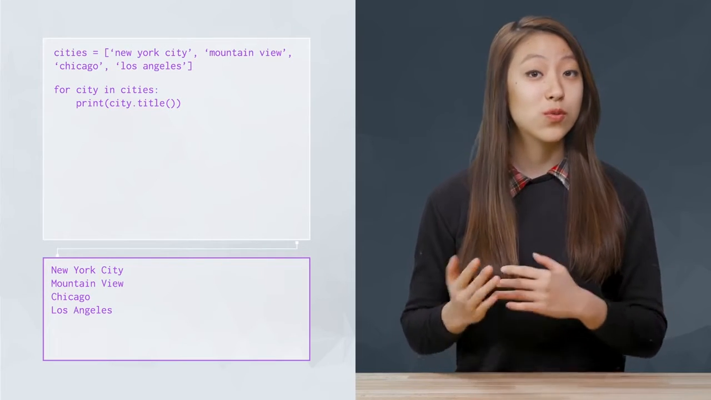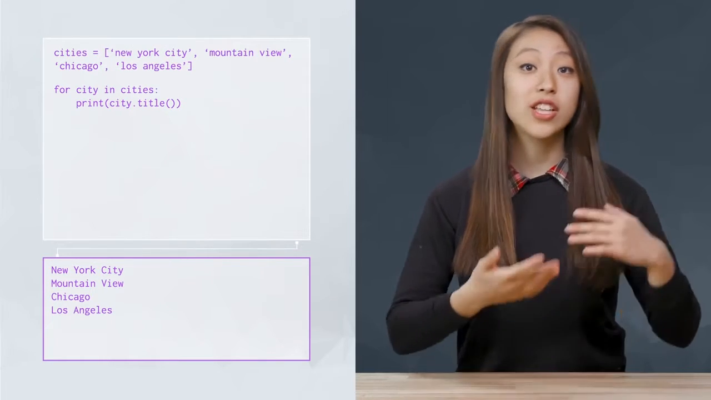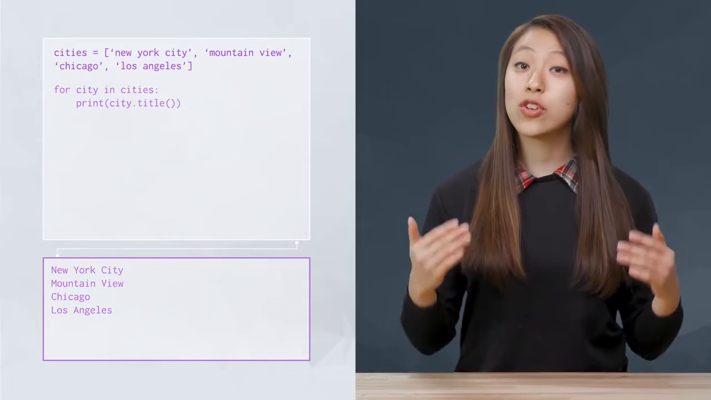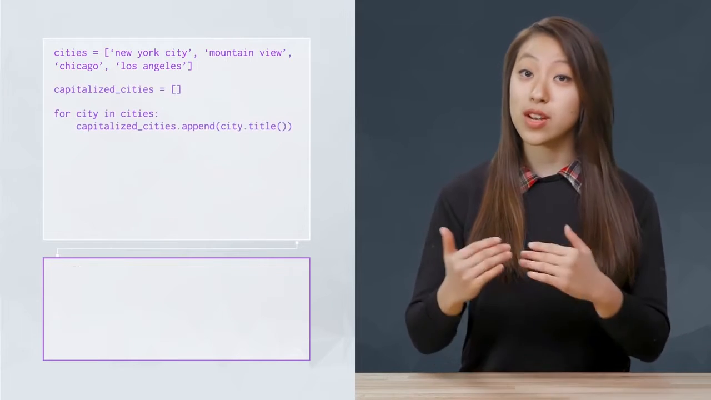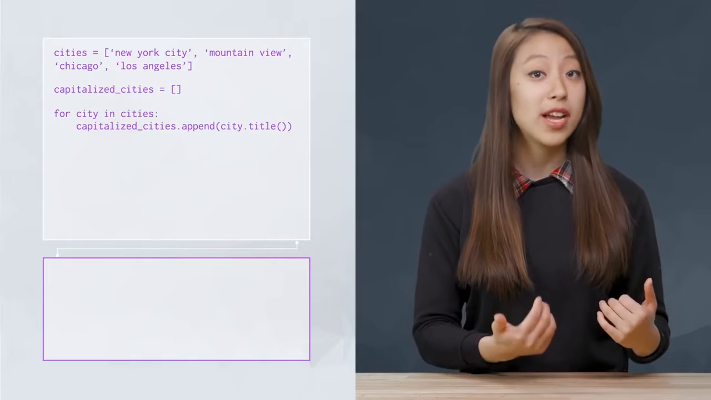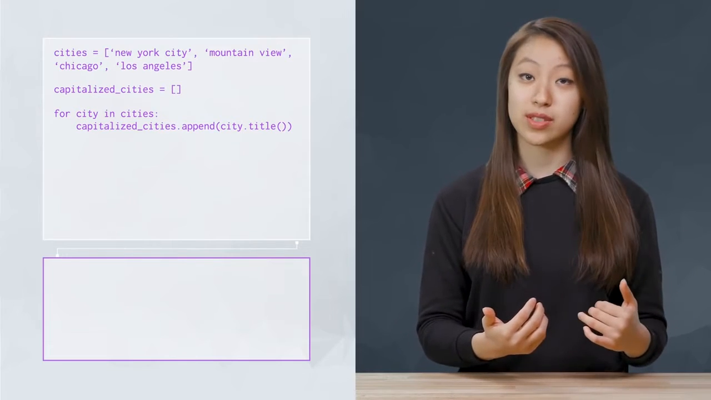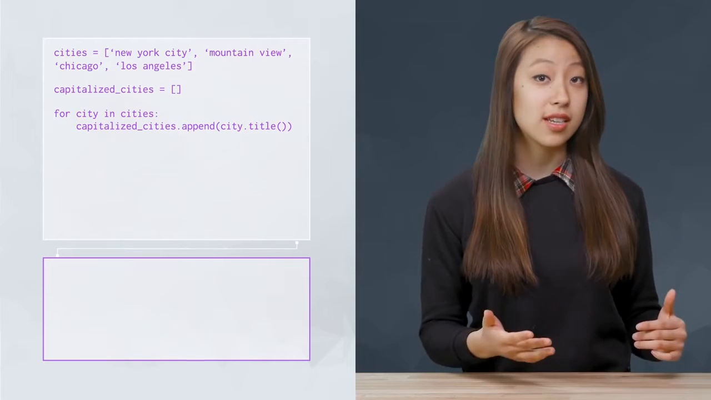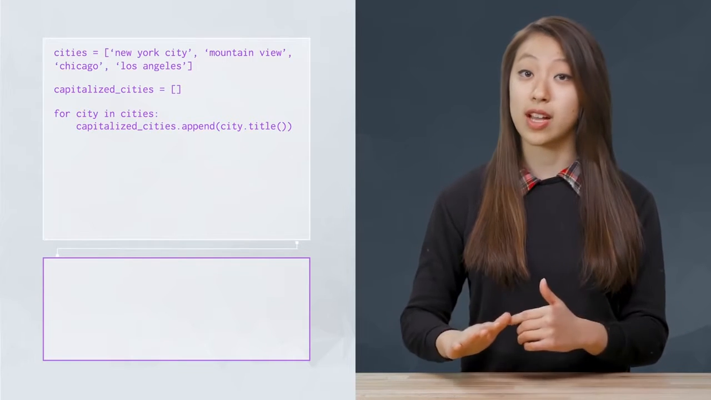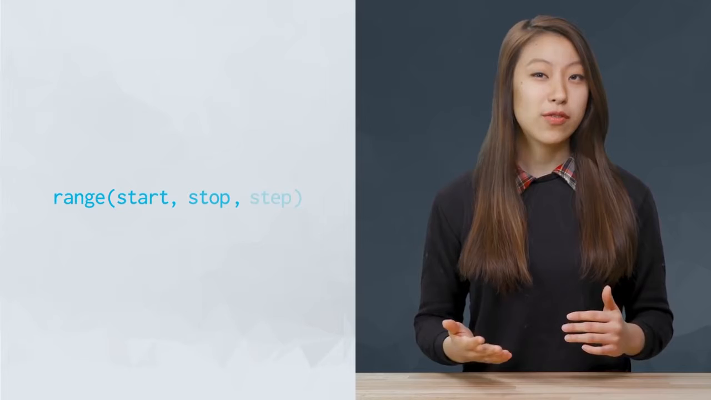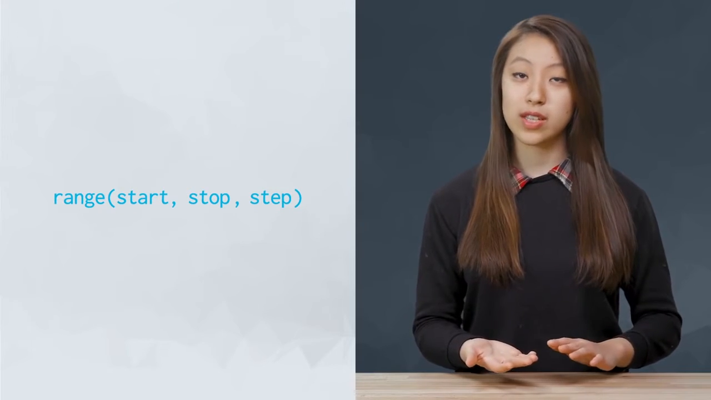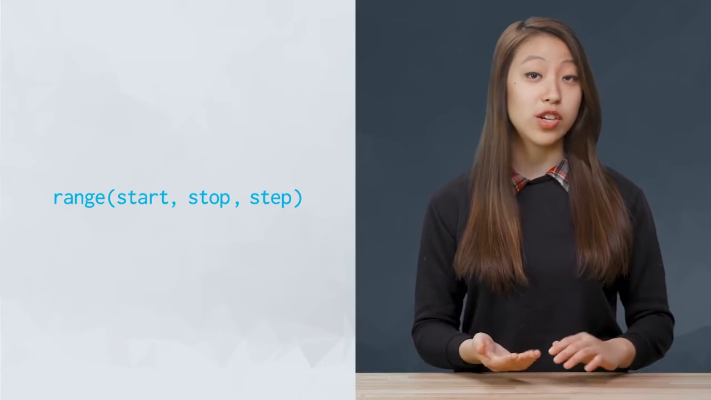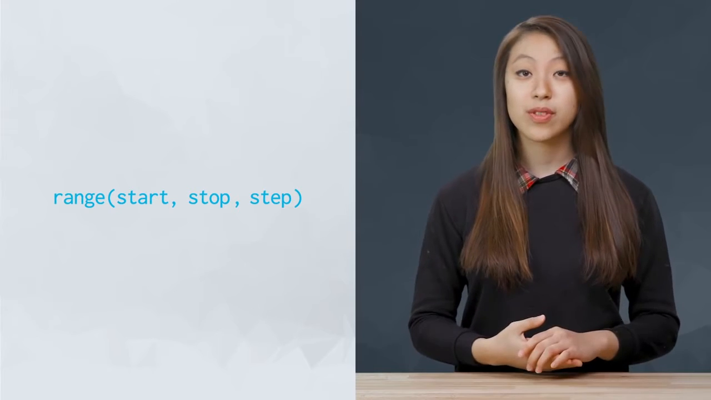So far, the loops we've written extract information from lists. We can also use for loops to create lists and to modify lists. To create a new list, we can start with an empty list and then use the append method to add new items. This for loop iterates through each city in cities and appends it to capitalized cities. Modifying a list is a bit more involved and requires the use of a new function, range.